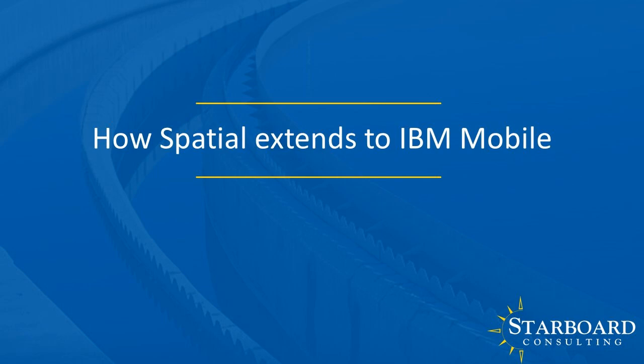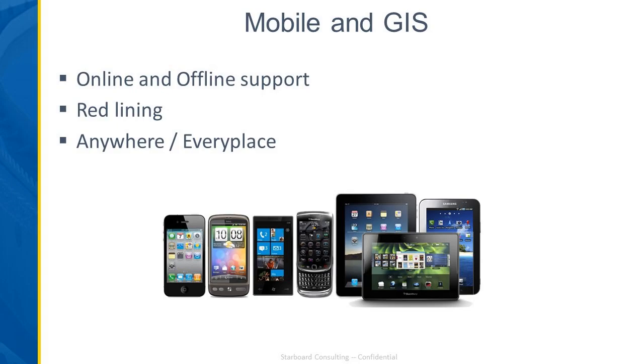All right, so now we're going to talk a little bit about how spatial extends to IBM Mobile. So when it comes to mobile and GIS, we see a lot of synergies between the Maximo Spatial product and the mobile products. As features and enhancements come in both, we see changes in both products. So I think it's great to see that both of those products are in sync.